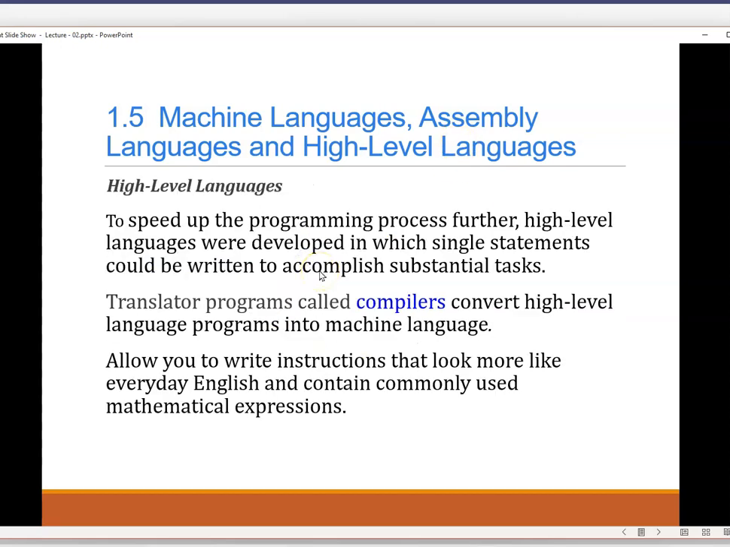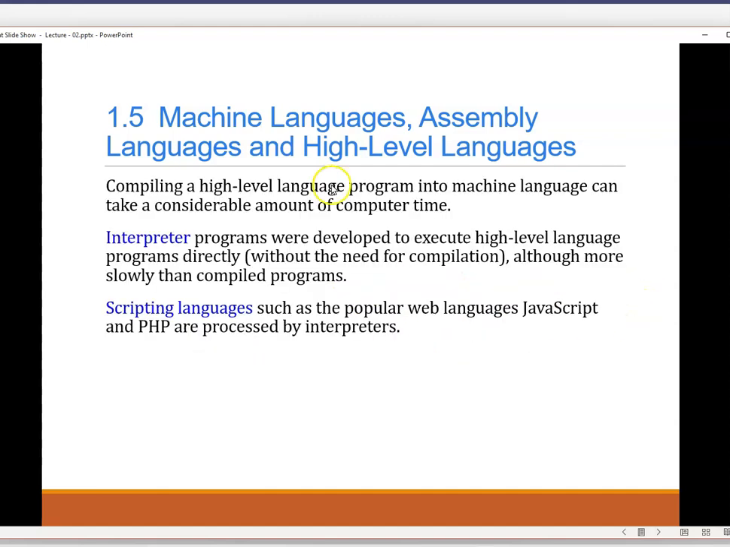High-level languages are languages where single statements can be written to accomplish simple tasks like equations, output and input. Translator programs called compilers convert high-level language programs into machine language. This allows you to use an English-like language or a mathematical-like language to express your program. Compiling a high-level language can take a considerable amount of time.